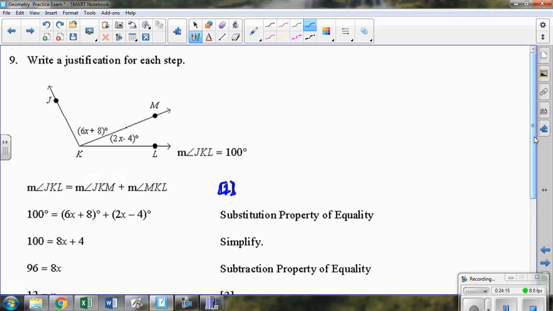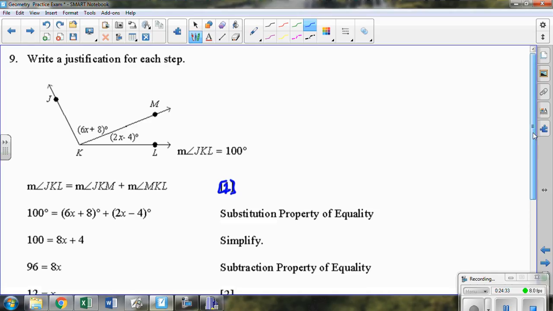Normally, step number 1 for most problems will be the given. Not 100% though. Our given was the picture. Our given was that the measure of angle JKL is 100 degrees. We were not given the equation right off the bat. That came from somewhere else.